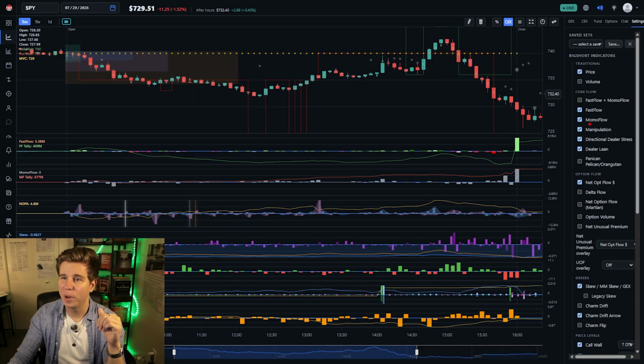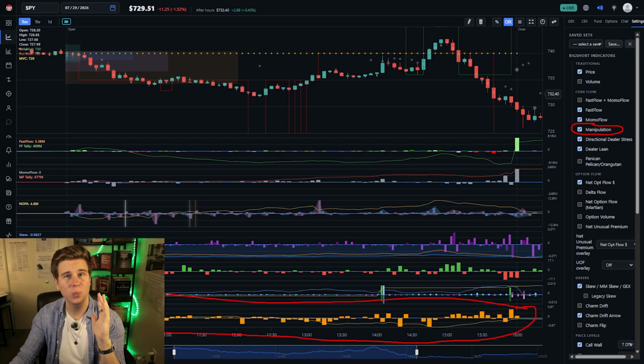Now let's talk about manipulation. As you can see, I turn it on, and that is this pane right here. Once again, generally, we do not use manipulation. We pretty much only use it during very fast moving events like FOMC or sometimes earnings, but this day was actually FOMC. So a lot of big short traders actually use this manipulation to trade.